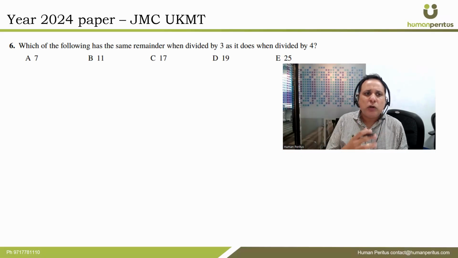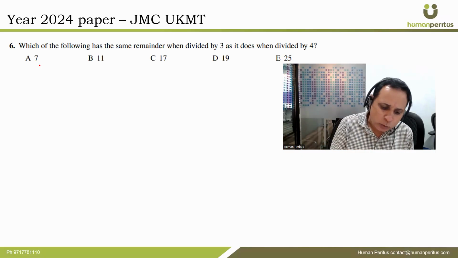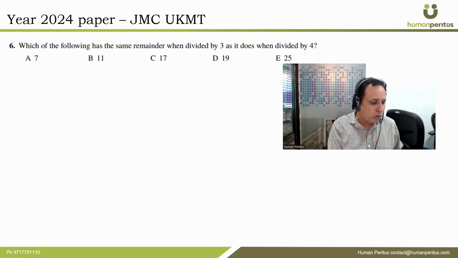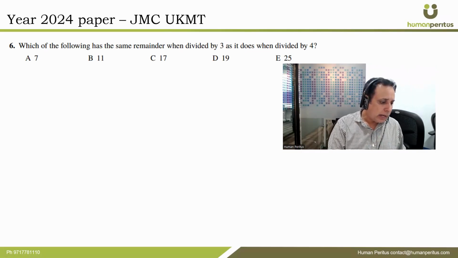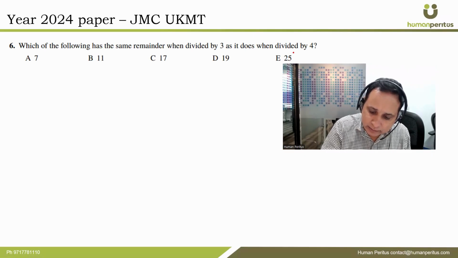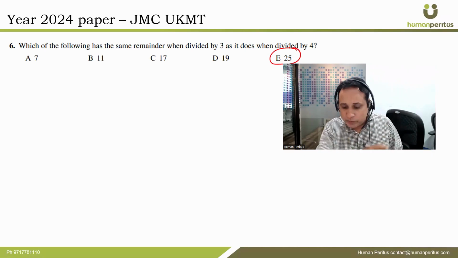In this case, what we'll do, we'll individually look at all the options and we'll try to divide them first by 3 and then by 4, and we will try to find out the answer. So there is nothing to explain in this. Answer is 25. I'm sure you guys will be able to do it.